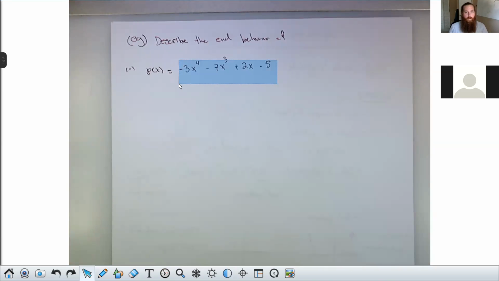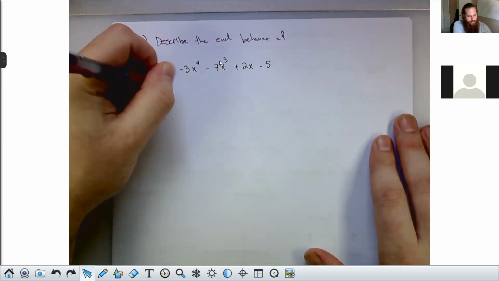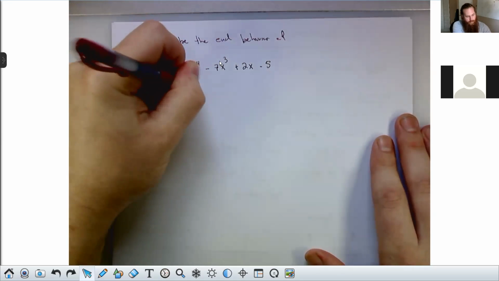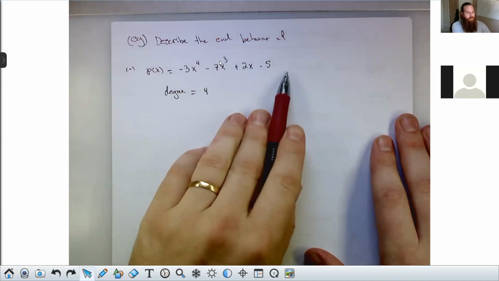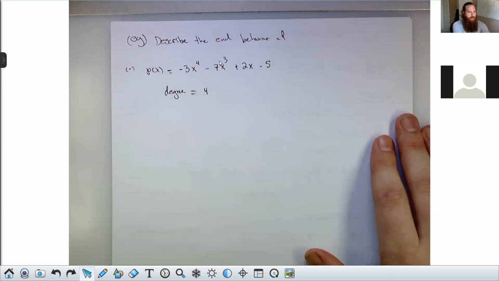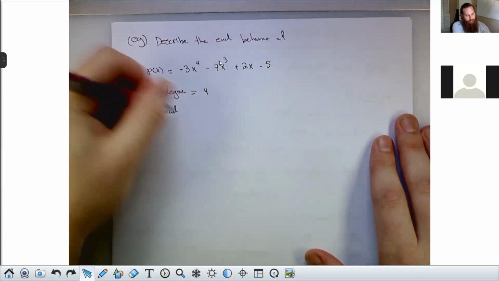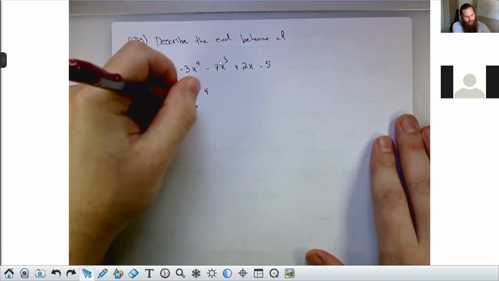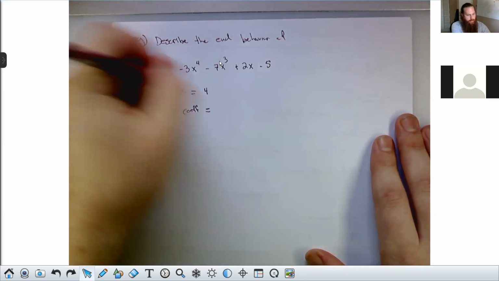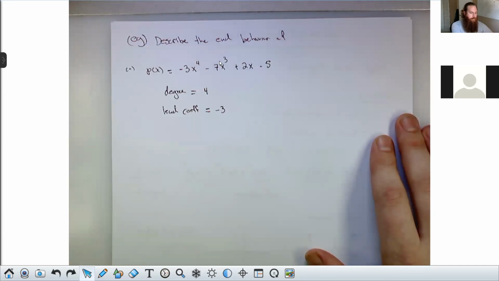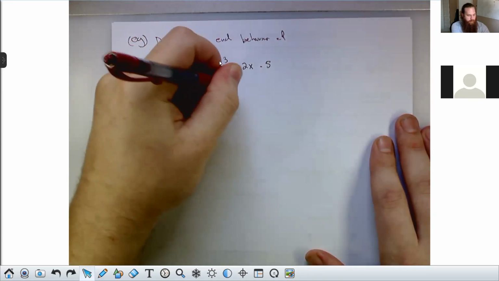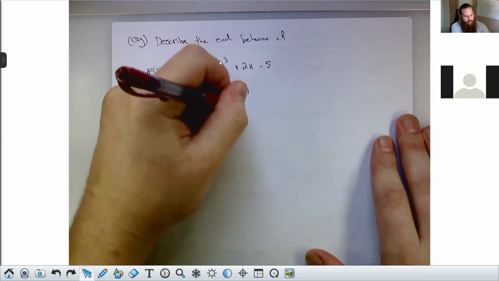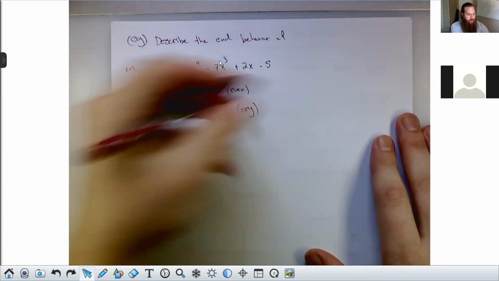And to do that, I need two things. I need to know the degree, and I need to know the lead coefficient. So here the degree is 4, because the largest power of x that shows up anywhere is x to the 4. And the lead coefficient is negative 3.